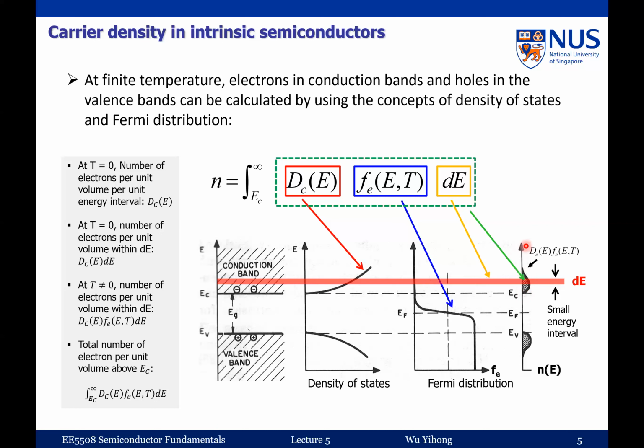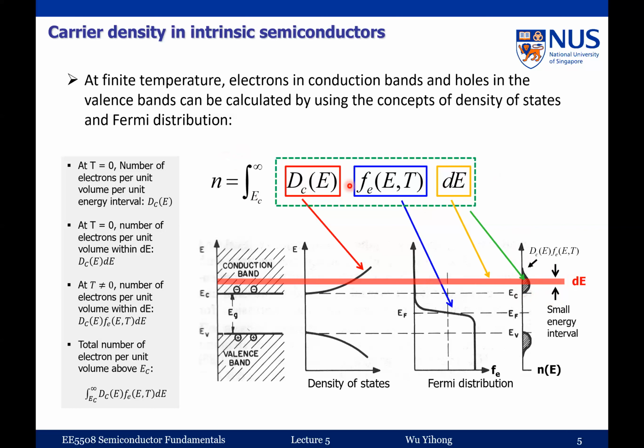So the total number of electrons you have in the conduction band is just the integral of this product with respect to energy, right? This dE is a small energy interval, and this small energy interval multiplied by this gives the number of electrons within this region. And then for the entire conduction band, we integrate with respect to E from EC, that's here, to infinity. So after integration, what do you get?